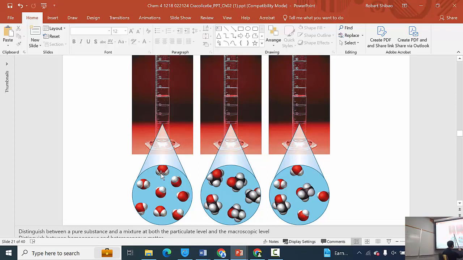We can mix these together. So ethanol and water can mix in all proportions. So this is a mixture of ethanol and water. And we can have different concentrations. It can be highly concentrated or dilute.